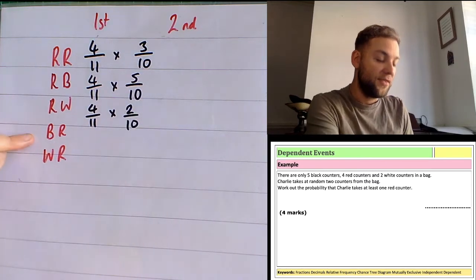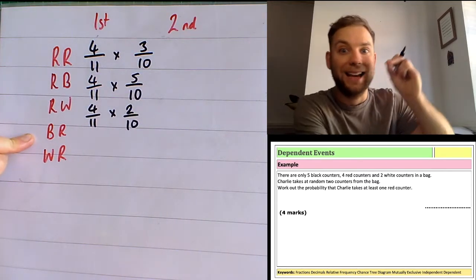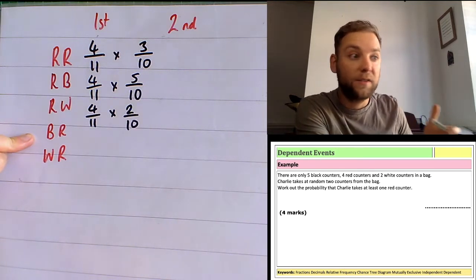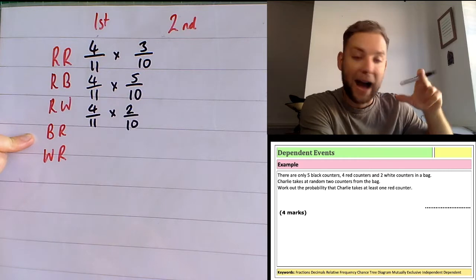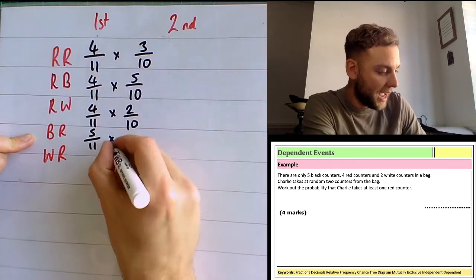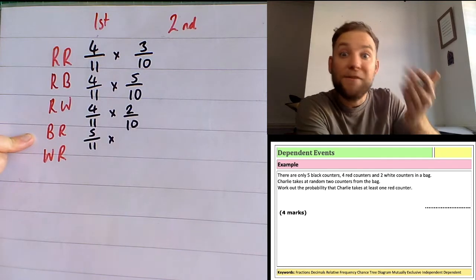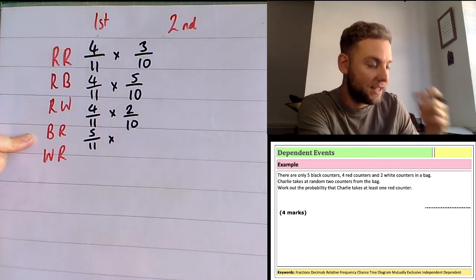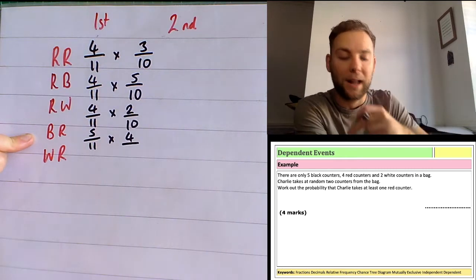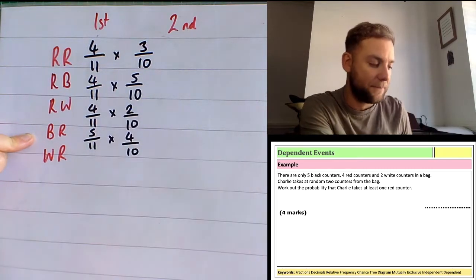Okay. Then we want the probability of picking black and then red. Well, what's the probability of picking black on my first pick? Well, there's 5 black counters in there out of a total of 11. So it's going to be 5 out of 11 times by picking a red. Well, I haven't picked a red out this time. So there's still 4 red counters in there. But the total, again, is changed because I've picked 1 black out. So the total is going to be over 10.